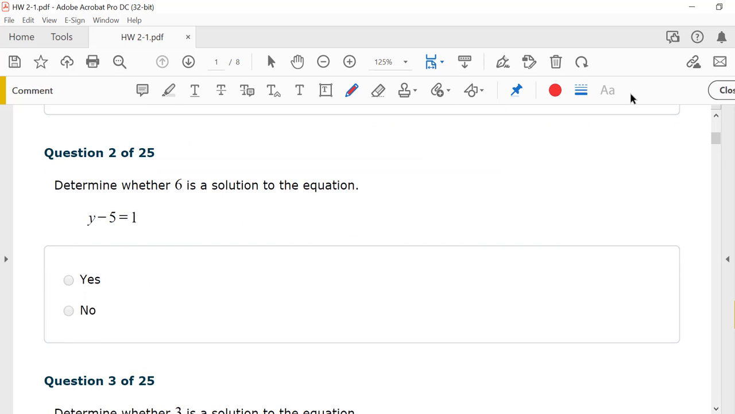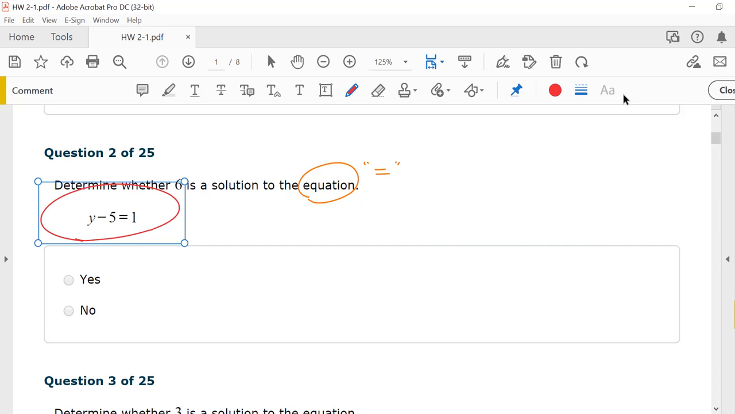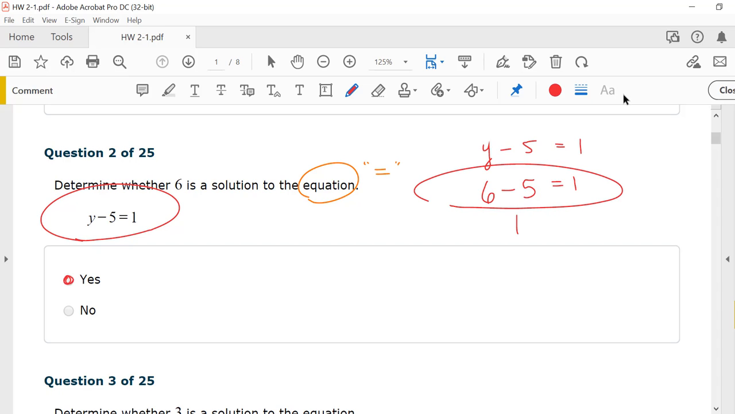Number two, determine whether 6 is a solution to the equation. Okay, we have an equation. There must be an equal sign, right? And 6 being a solution, if you plug 6 in for the variable, it better be a true statement. So here's my equation, y minus 5 equals 1. If I plug 6 in for y, what is 6 minus 5? It's 1. So 6 minus 5 equals 1. That is a true statement. So yes, 6 is a solution.